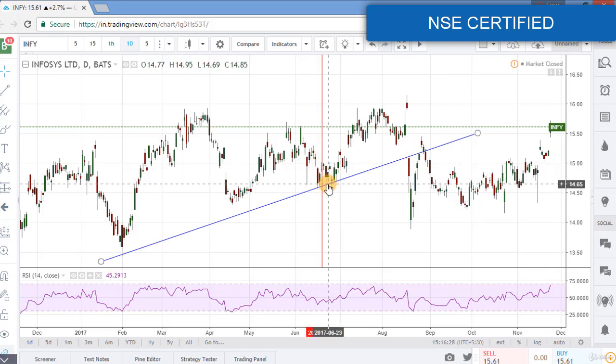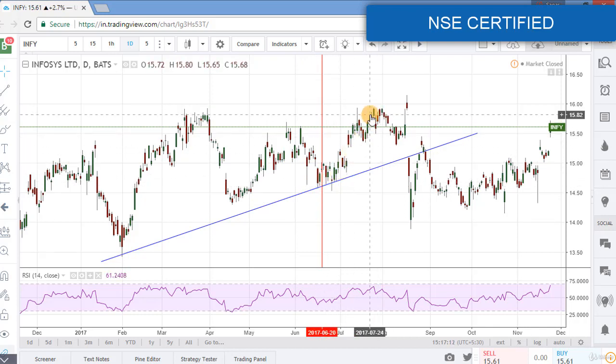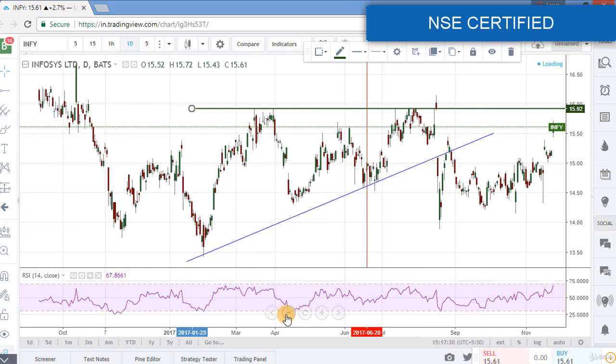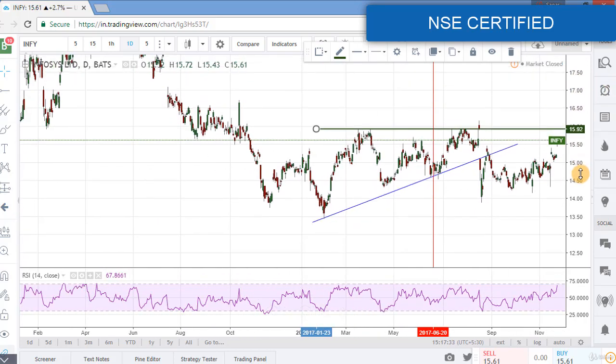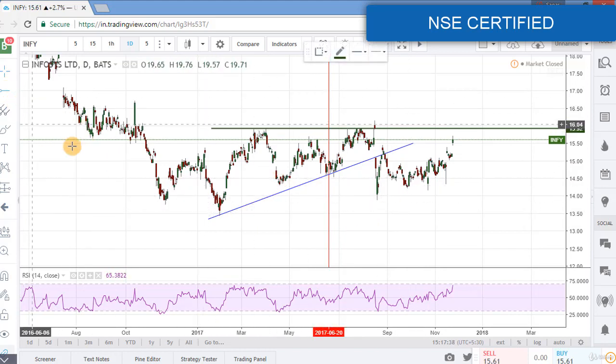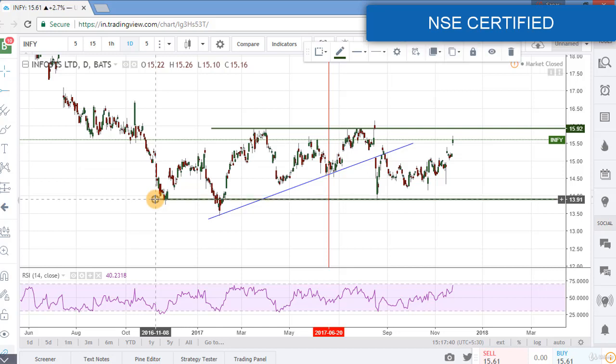it was touching the trend line, the support line, and after that the stock is moving in a short term uptrend. After touching this level, this was the resistance level 15.94, so we'll draw a horizontal line and this is the support line. If we zoom out the chart, you can see now the stock is moving in a range. This is the range of the stock. The stock is moving in these two lines. This is the upper line, the resistance line, and this is the support line. The stock is moving in a range.